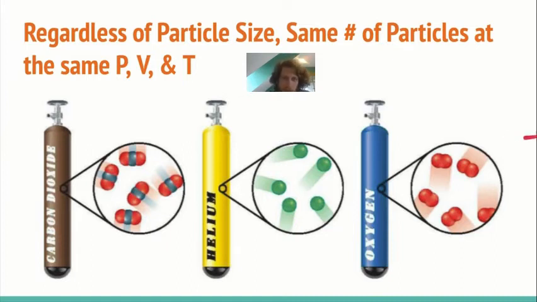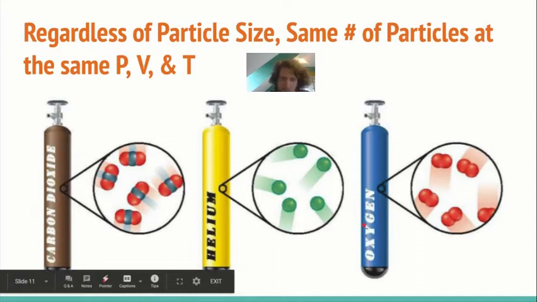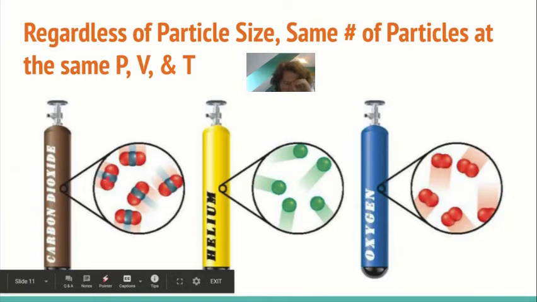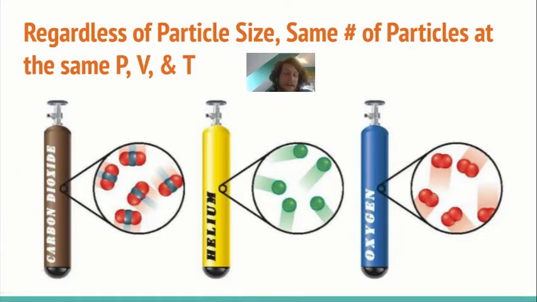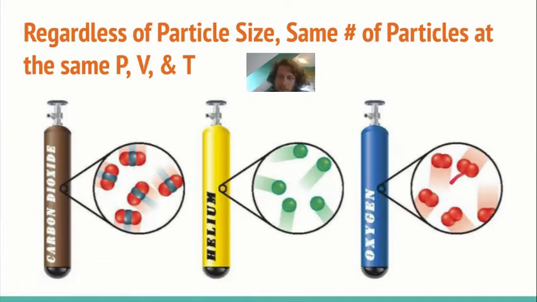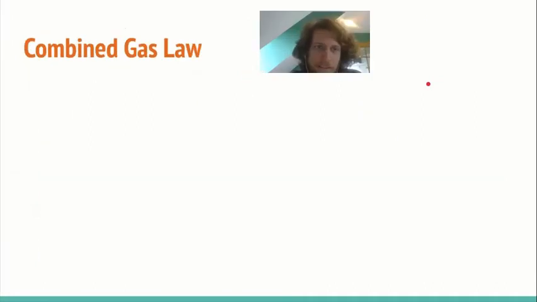So if we take a look at this, we've got three different gases: carbon dioxide, helium, and oxygen. And we're going to tell you that regardless of particle size, we have the same number of particles at the same pressure, volume, and temperature. So each of these canisters has the same volume, the same pressure, and is at the same temperature. Pretend that each little circle is our sample, same size sample, so we have the same number of particles: 5 carbon dioxide particles, 5 helium particles, and 5 oxygen particles. Again, just like that picture we saw of the press room, they take up the same amount of space. They just fill up whatever container is there.